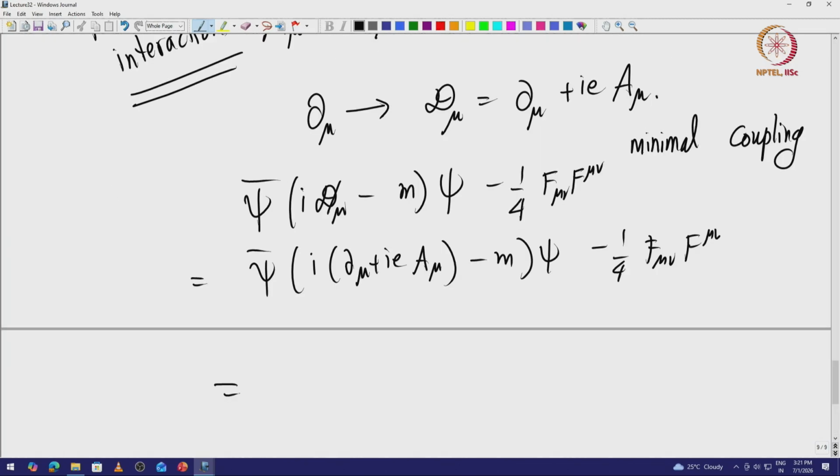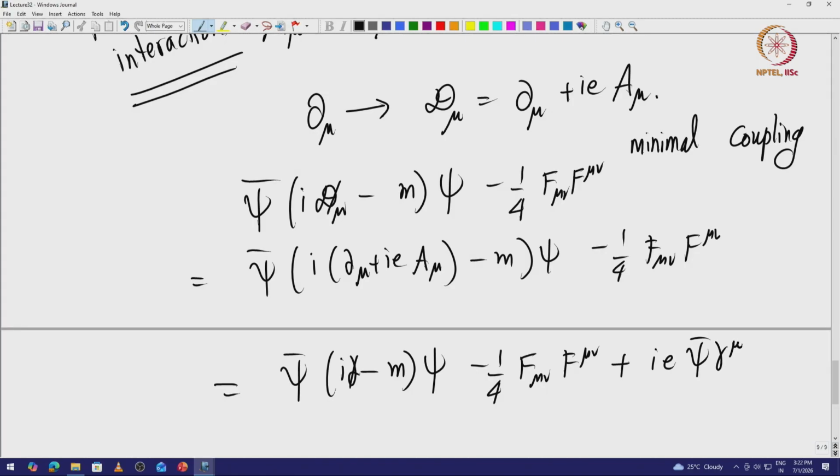This is equal to psi bar i del slash minus m psi minus 1 by 4 f mu nu f mu nu, plus i e psi bar gamma mu psi a mu.